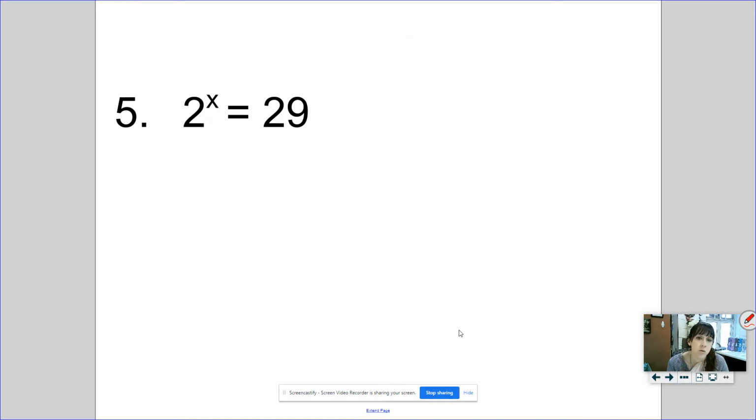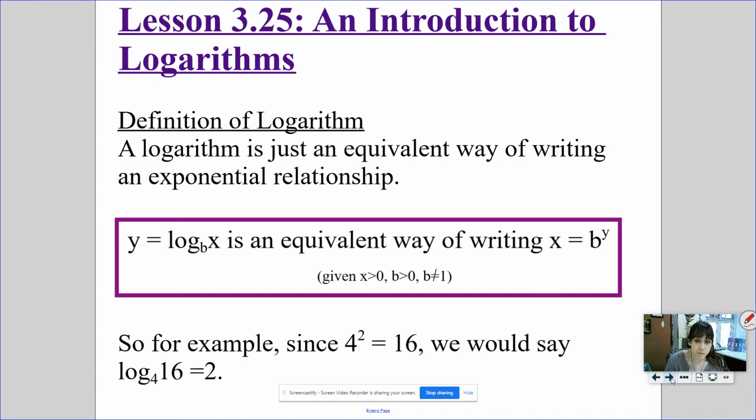Now, what if I gave you this one? 2 to what power equals 29? Well, you would not be able to answer this question without the use of a calculator. I would be able to estimate and say that it's probably 4 point something because I know 5 gives me 32. But there's no way to know exactly what this is equal to without guessing and checking with a calculator. So we're actually going to learn today how we can avoid the guess and check process to find answers to funky exponential equations just like this one.